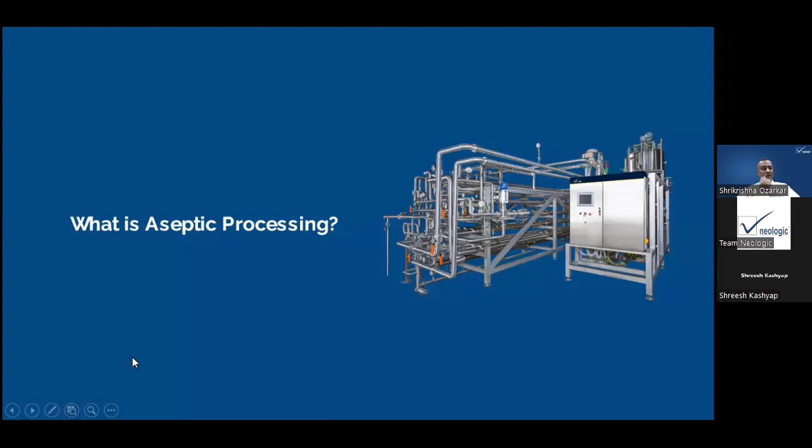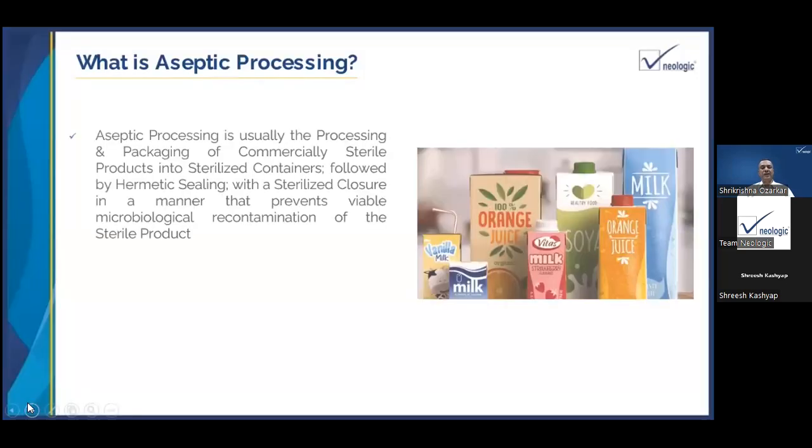So first we'll try to cover what is aseptic processing. The picture you see on the screen right now is an aseptic sterilizer for tomato paste or tomato puree, which we have supplied recently. So what is aseptic processing? We all have either drunk or taken a lot of aseptic products during our lifetime. But let's try to understand aseptic processing as a definition.